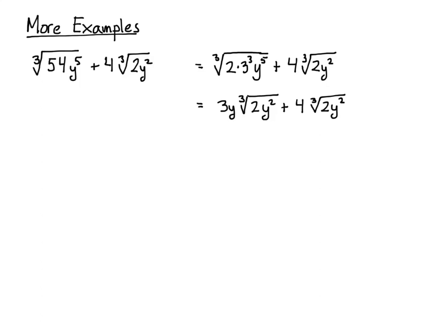That matches the second term, and so we can add these. Now, we add these, you take 3y plus 4, and there's not much you can do other than that. And so this is simplified from the standpoint that our radical, the cube root of 2y squared, is all in one place. We only have one instance, and that's really what we're trying to do here.